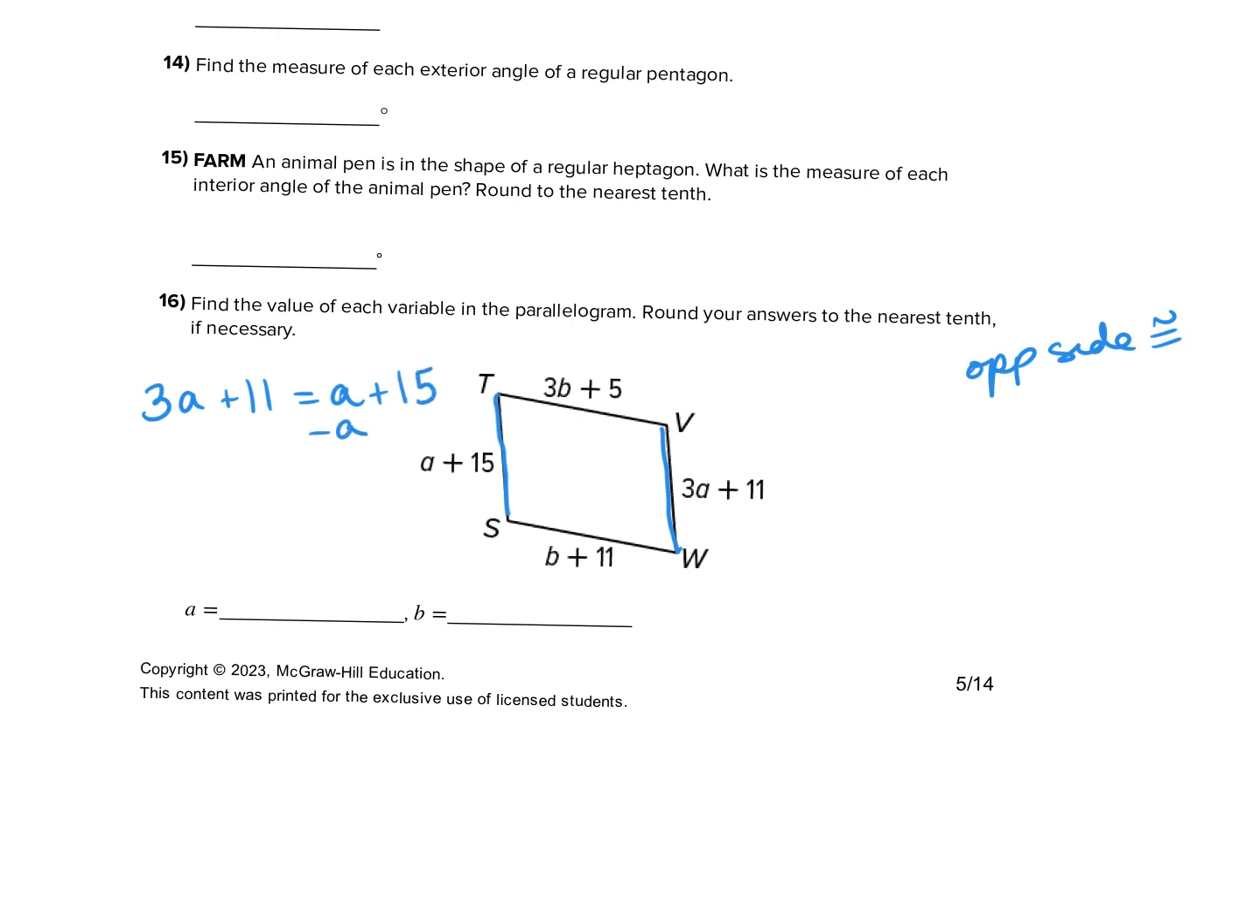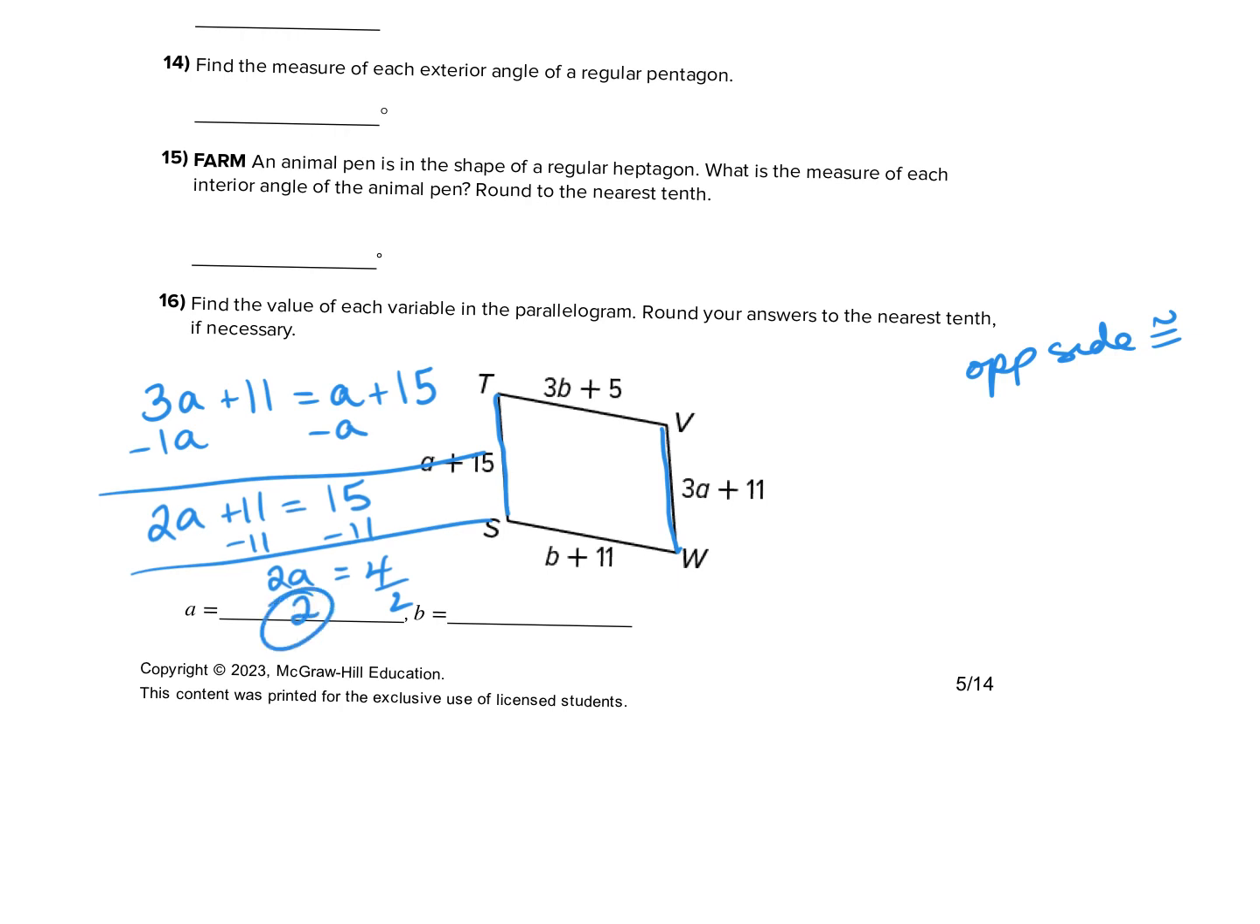Okay, so subtract A from both sides. Remember, there's a 1 in front of it, even though we don't write it. So we have 2A plus 11 equals 15. Subtract 11 from both sides. We get 2A is equal to 4. And when I divide both sides by 2, A equals 2.